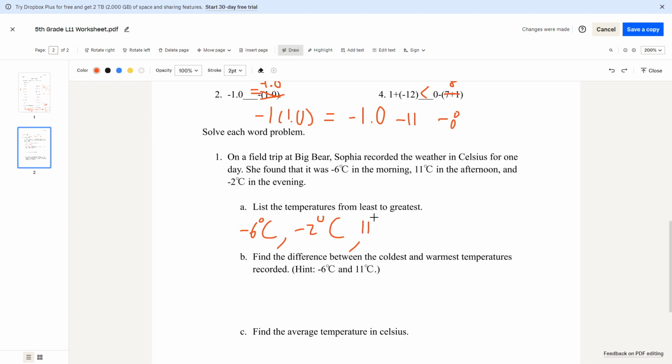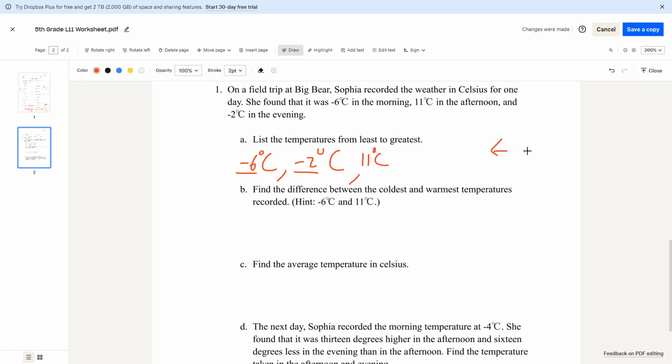because with negative numbers, remember, the closer they are to 0, the greater they are. So this number, negative 6, is farther from 0 than negative 2 on the number line, making negative 2 greater.